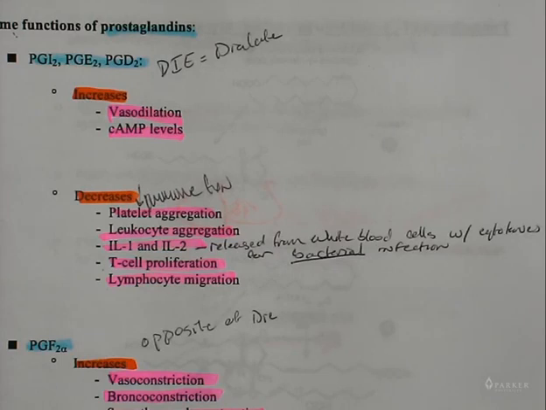Because they use G-protein coupled receptors. Perfect. Because they use G-protein coupled receptors, they increase cAMP levels, which is true of anything that uses a G-protein coupled receptor. Now, this list looks really, really scary. They decrease platelet aggregation, leukocyte aggregation, interleukin 1 and 2, T-cell proliferation, and lymphocyte migration. They decrease the immune function, or the repair function, whatever you want to call it. They decrease immunity and repair.